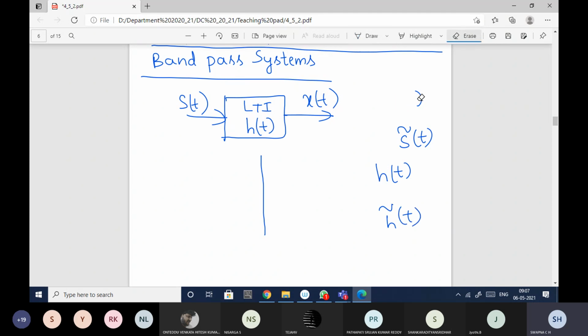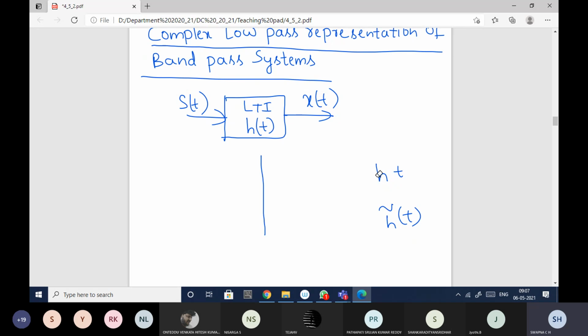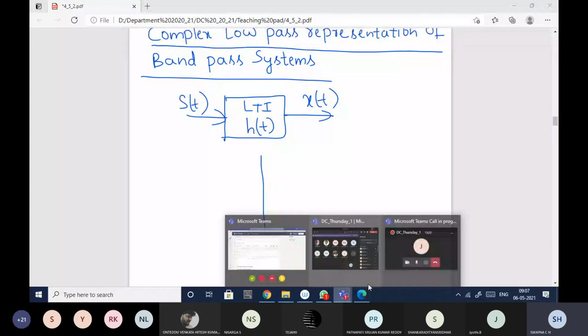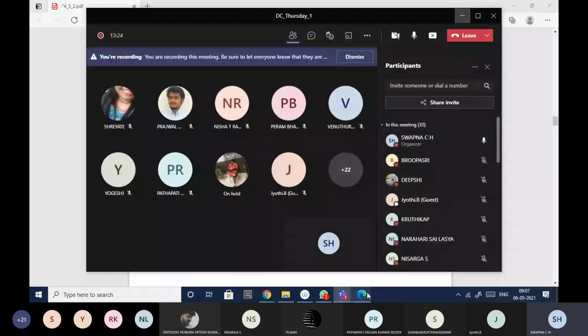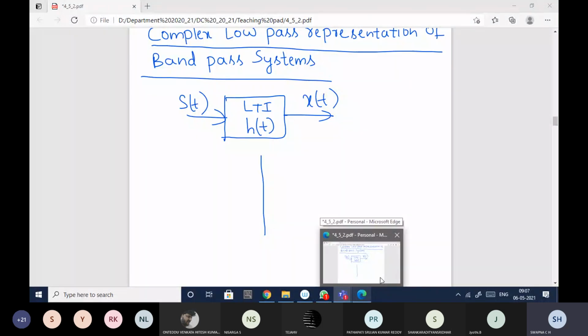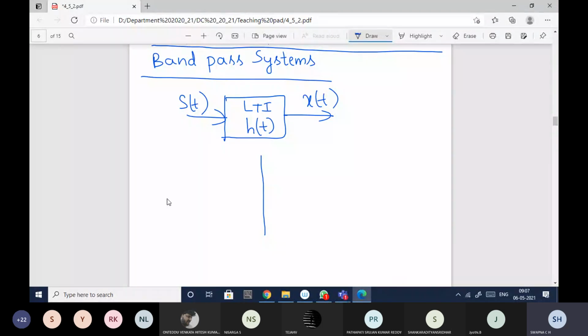Okay, so this is what we are doing here. Hope it is clear. So how we are going to find that, we'll see now. Is it clear to all of you? Are you able to hear me and see my screen also? Yes, ma'am. Are you all understanding what I'm trying to say here? Yes, ma'am.